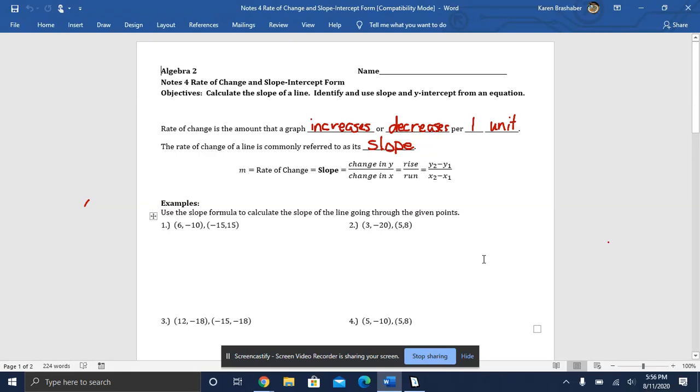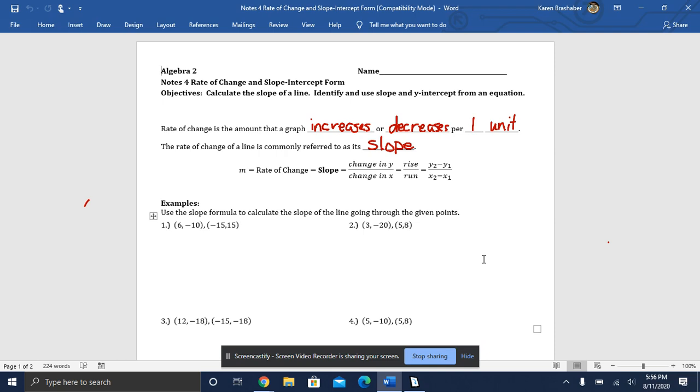Our notes that will go with homework for today are going to be about rate of change, and you might more commonly know this as slope. So we'll first define rate of change as the amount that a graph increases or decreases per 1 unit. And as I said, that rate of change of a line is commonly referred to as its slope.